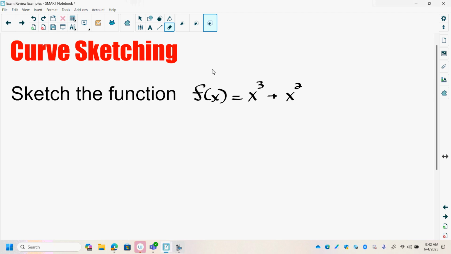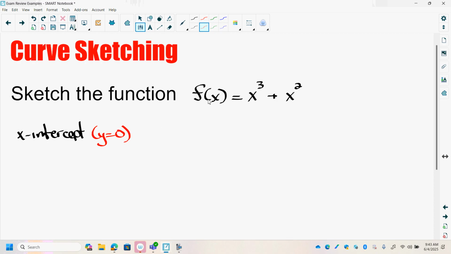All right, let's continue with the exam review and let's look at how to sketch a polynomial function. So I'll start with intercepts. For an x-intercept, I'm going to let y equal 0. That means you take the original function, you replace the f of x with a 0.